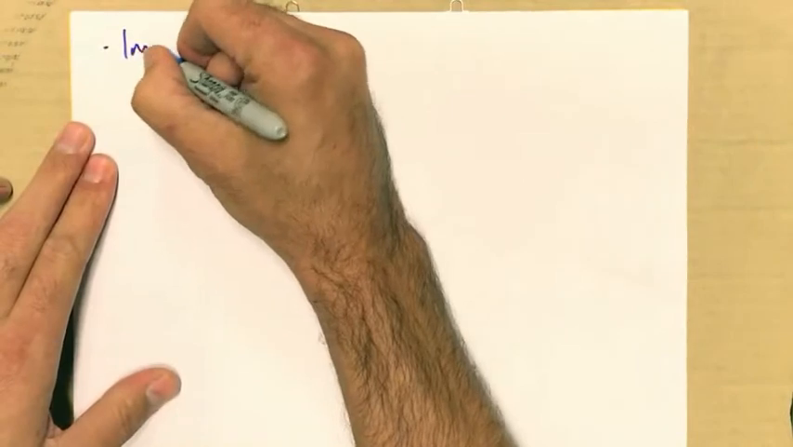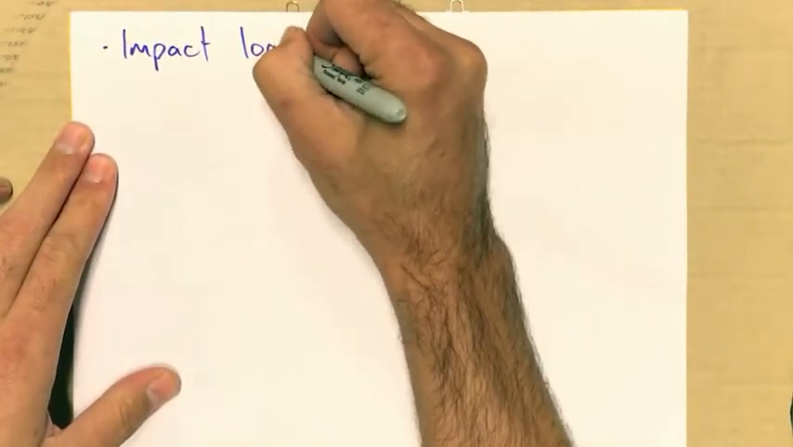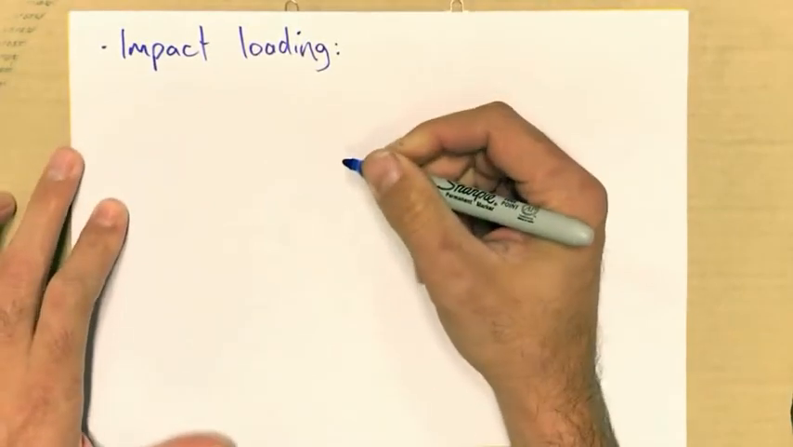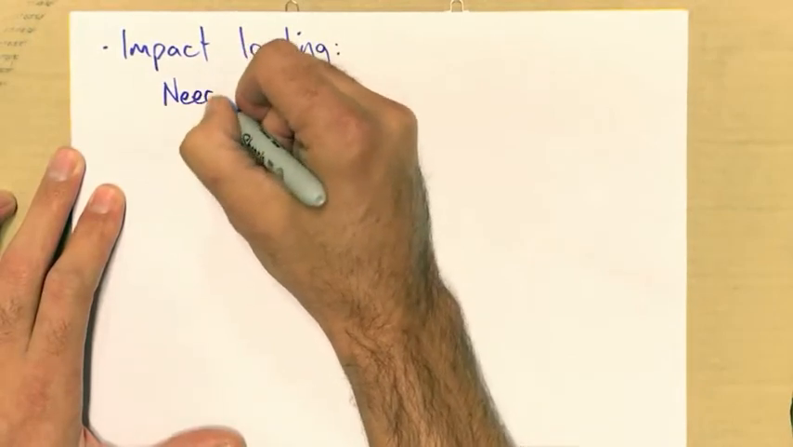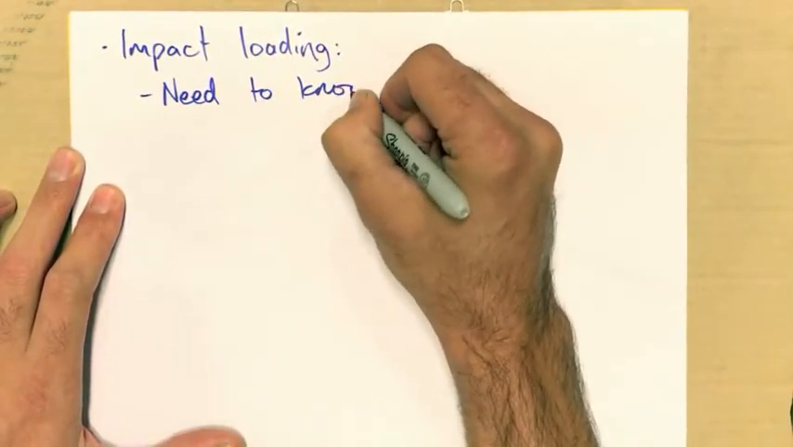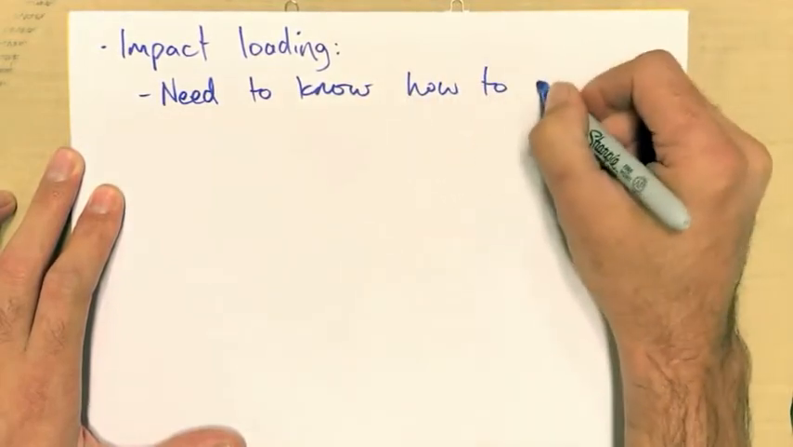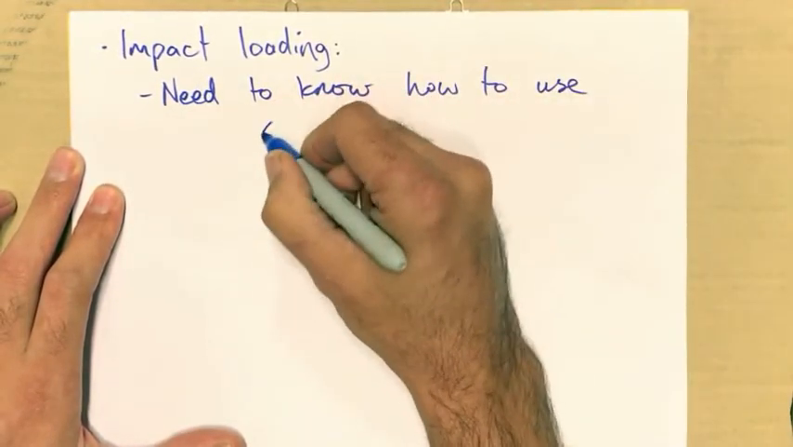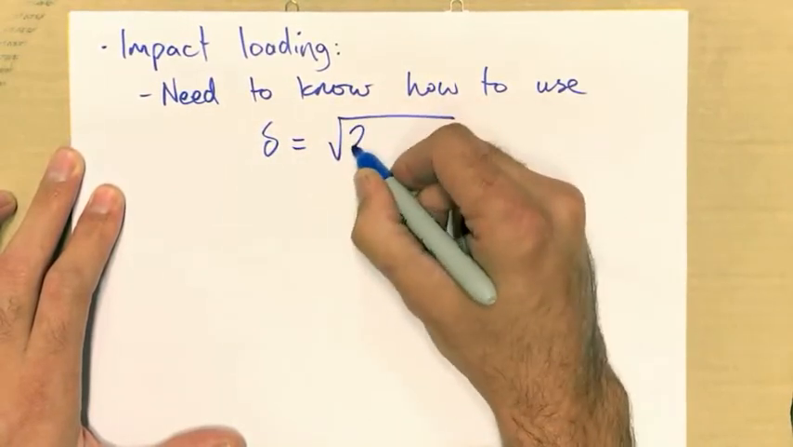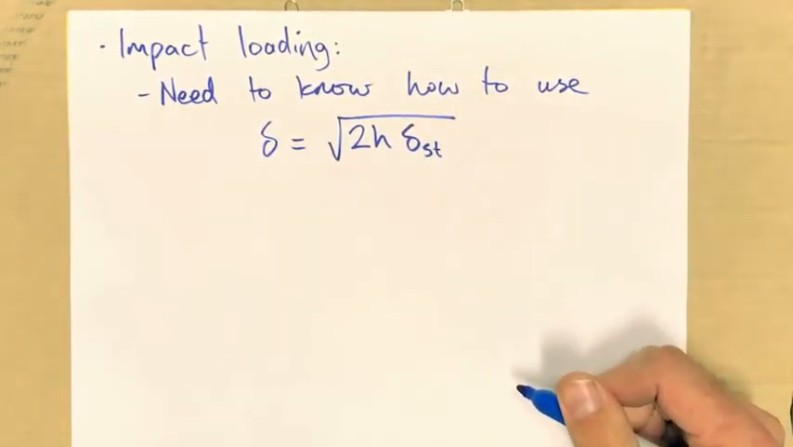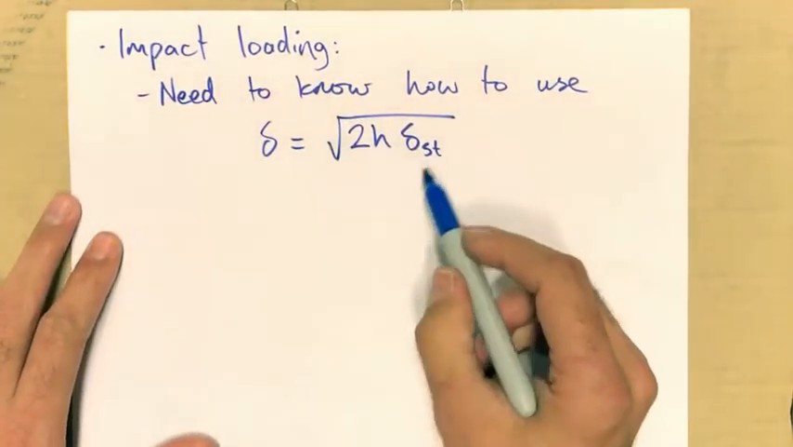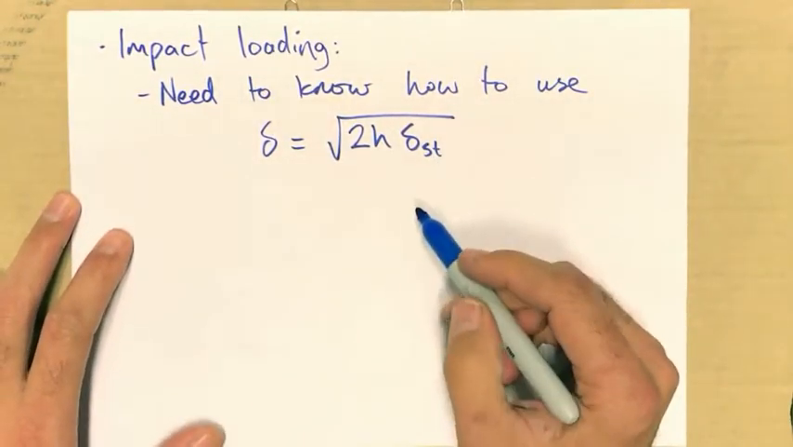And then what came next? Impact loading, I believe. So for impact loading, I would expect you to know how to use equations such as the extension is equal to the square root of the dropped height times the static extension. I would expect you to know how to use these and how to calculate the static extension, for example.